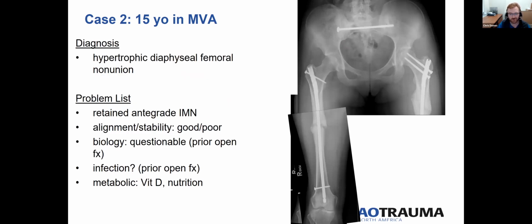So really at this point, I'm looking at this 6 months in. To me, this appears to be a hypertrophic non-union. So I'm breaking down my problem list. I've got my retained intramedullary nail. I think my alignment's good, but my stability, as I'm classifying it as a hypertrophic, is poor. So I've got a stability issue in my mind. The biology is questionable though, given it was an open fracture, possibility for infection. And then as always, I look for metabolic issues, vitamin D, and also nutrition, albumin, things like that. So when I'm looking at this, I'm thinking about my plan.